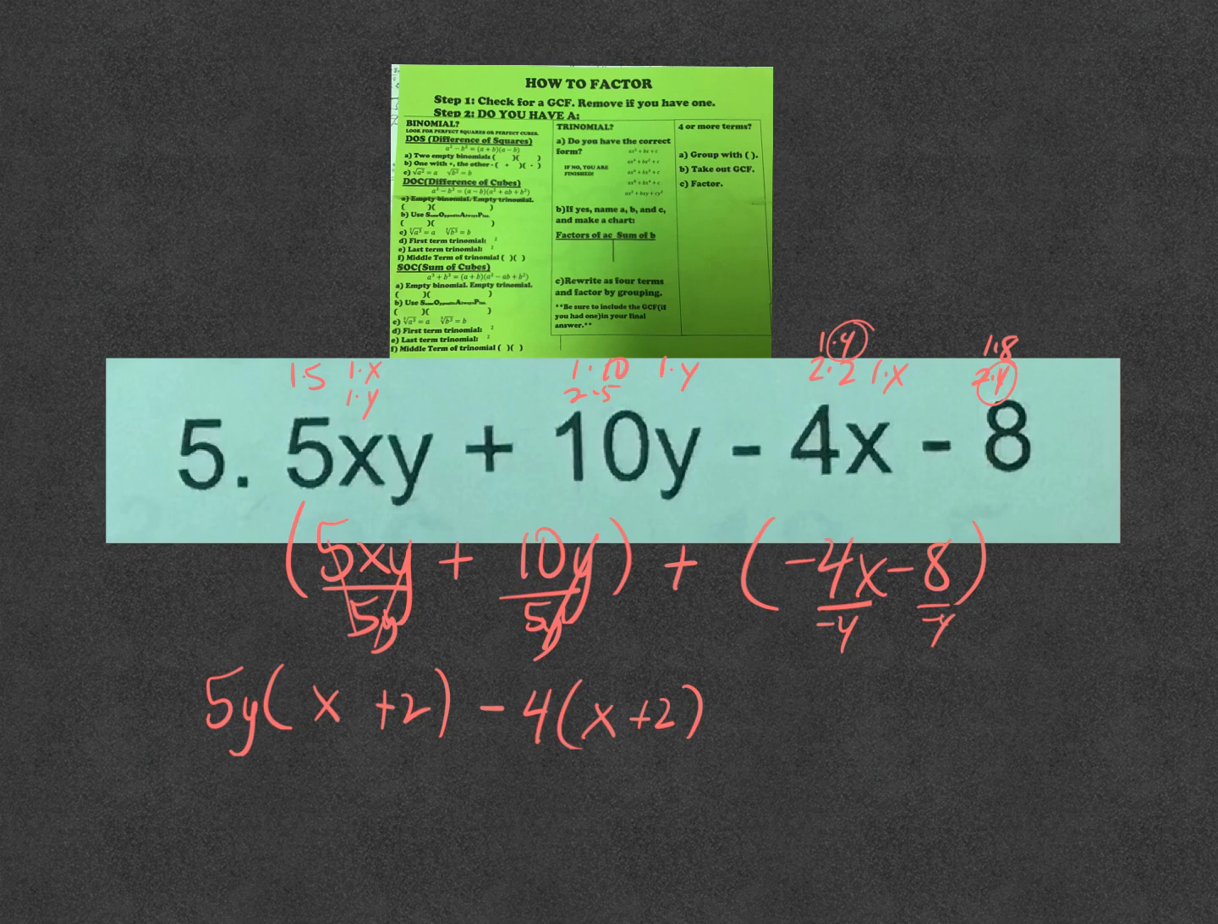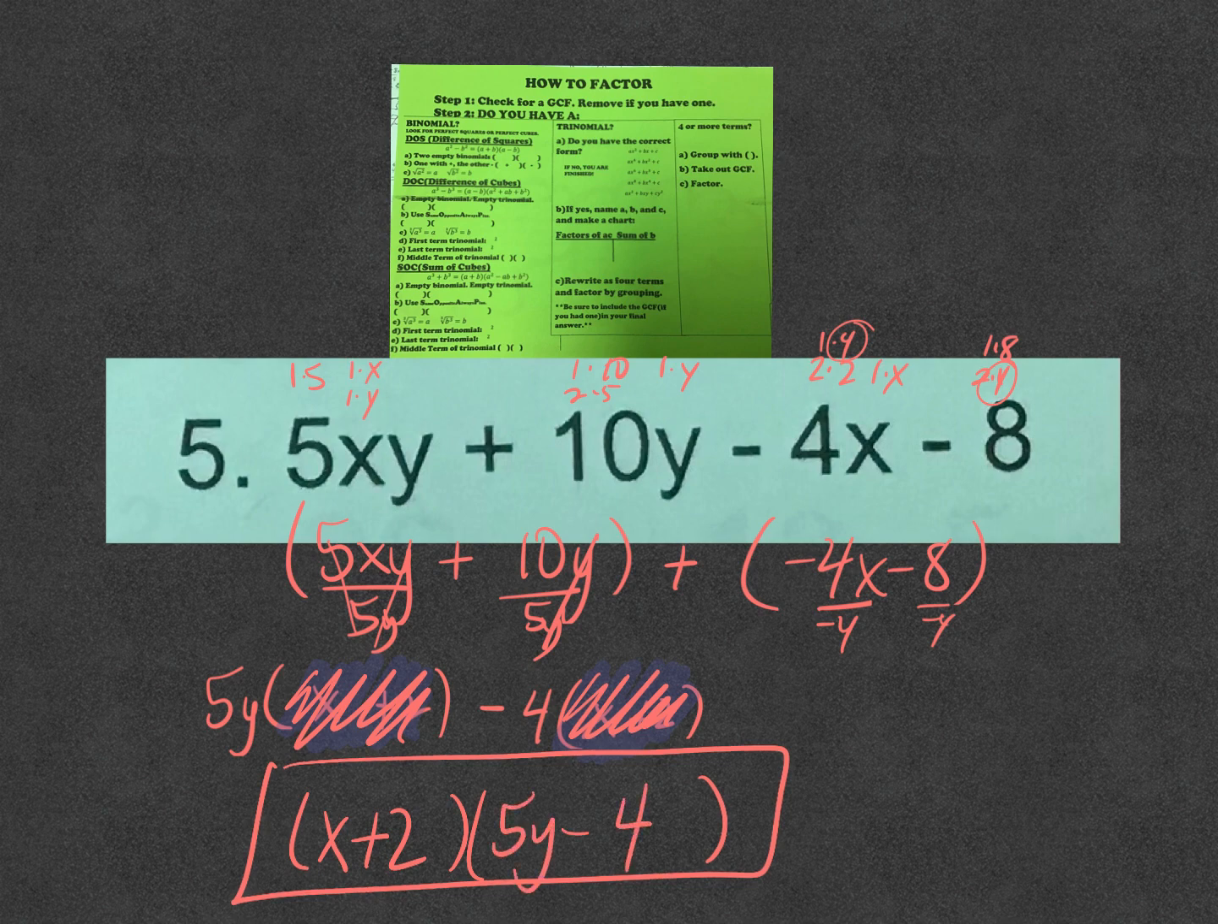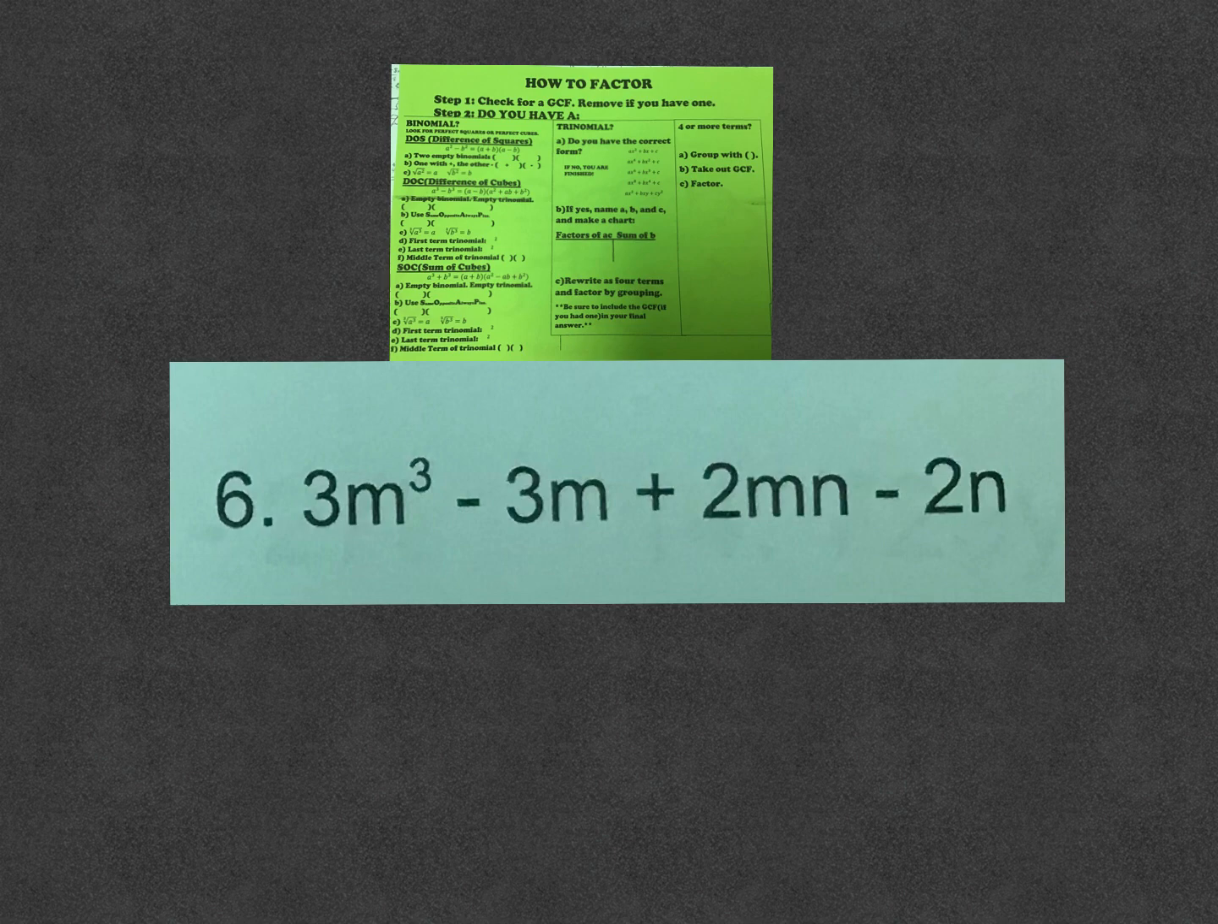Okay, so my next question is, did it work? Look at this binomial. Look at what's in parentheses. Are they the same? Yes, they are. So I'm going to put 2 empty binomials. This is going to be where my answer goes. I'm going to put what they have in common here. They both have x plus 2. Then I'm going to forget about that and write down what they have that's left. So my answer is the quantity x plus 2 times the quantity 5y minus 4. On to the next.